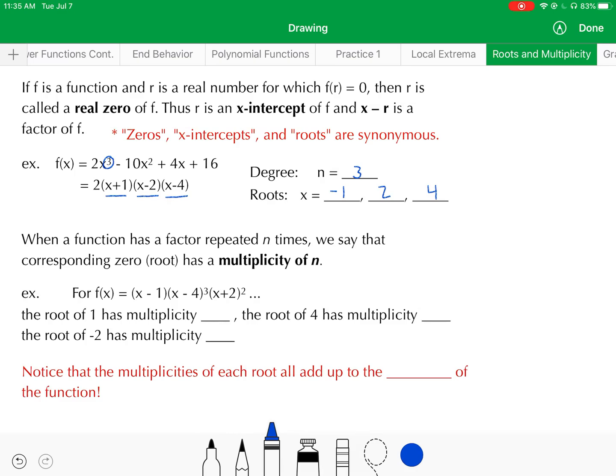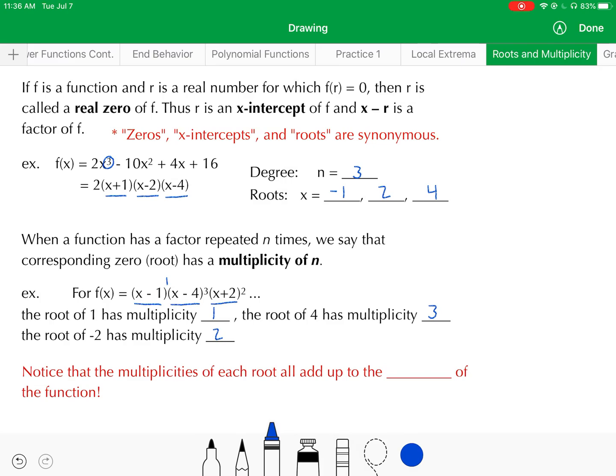Okay, so for example, in the function f of x equals x minus 1 times x minus 4 to the third power times x plus 2 squared, the root of 1 has a multiplicity of 1. That's because the root of 1 is coming from this factor whose power is 1. The root of 4 has a multiplicity of 3, and that's because 4 is coming from this factor whose power is 3. And then the root of -2 has a multiplicity of 2. That's because the root of -2 is coming from this factor whose power is 2.